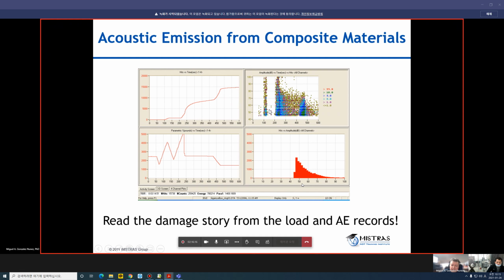When we are increasing the level of load, now the number of hits of higher amplitudes starts to increase, and also the amplitudes of the signals start to increase.